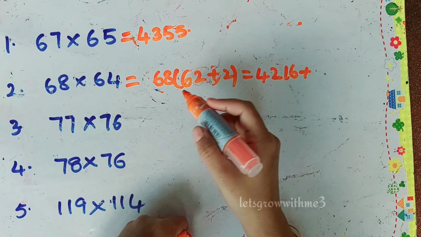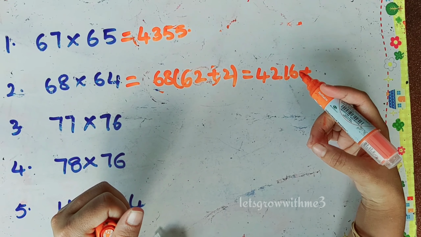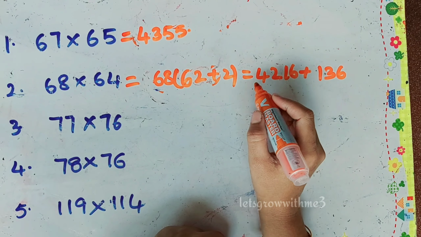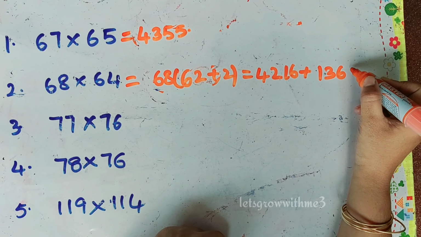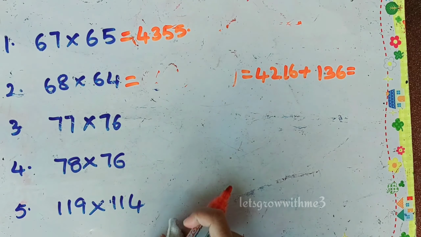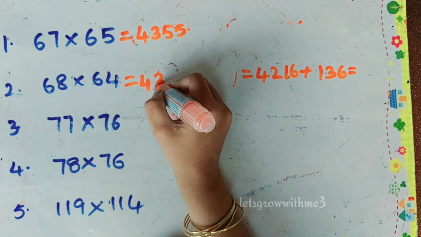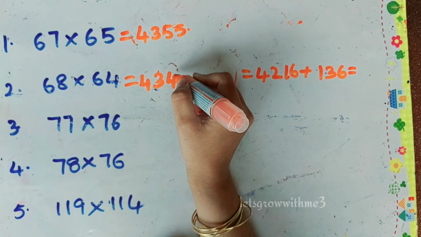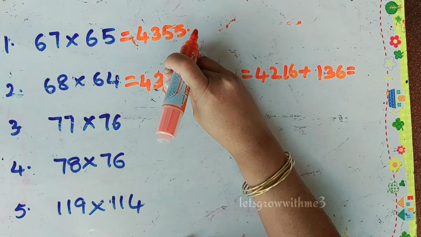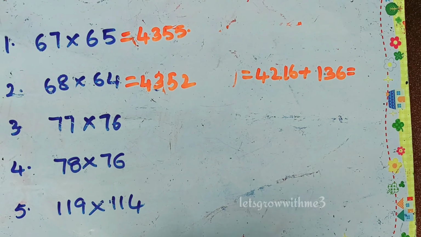68 times 62 means we can apply our first formula. 6 7s are 42, 8 2s are 16, and then 2 times 68, which means 136. Now when you add it, you can use your Vedic maths method for the addition. So 4, then 2 plus 1 is 3, 3 plus 1 is 4, but we have a carry combination, so we make it 5, then 2. That's our answer. Let's see the next question.